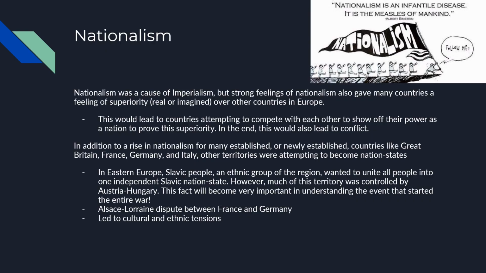Last of the main 4 that we're going to talk about here is nationalism. This was a cause of imperialism. However, it's a little bit separate because strong feelings of nationalism, or a loyalty to one's own country, own state, own nation, is also giving countries a feeling of superiority, whether they be actually real, like we have more money, we have more guns, or imagined, over other countries in Europe. And this is going to lead to countries attempting to compete with each other to show off their power. And this can take place in a variety of different ways.